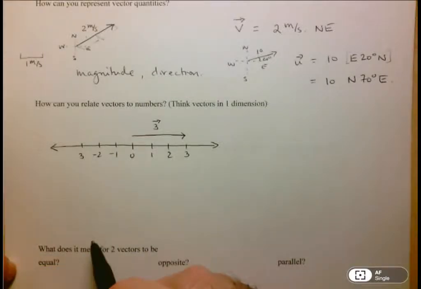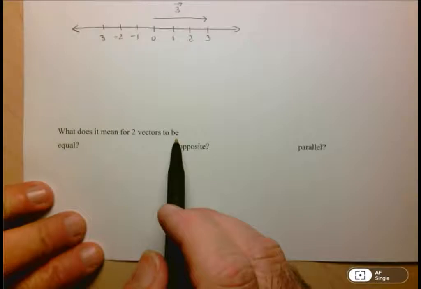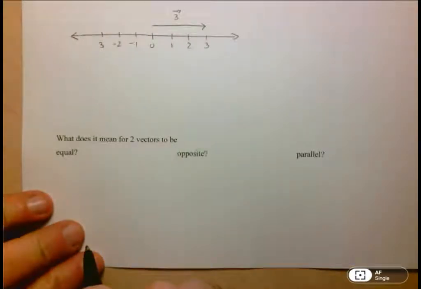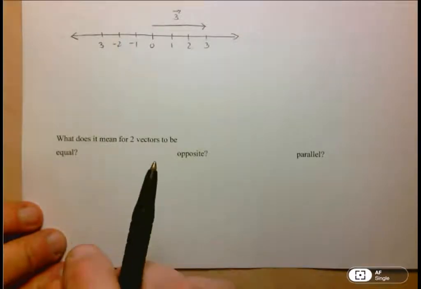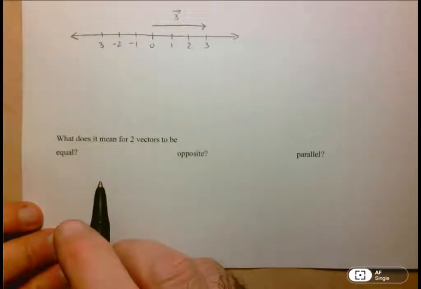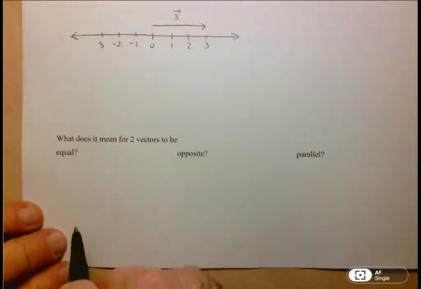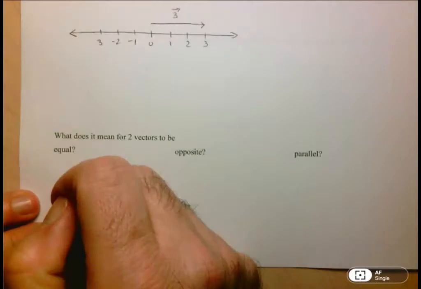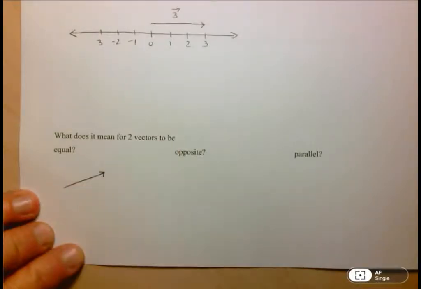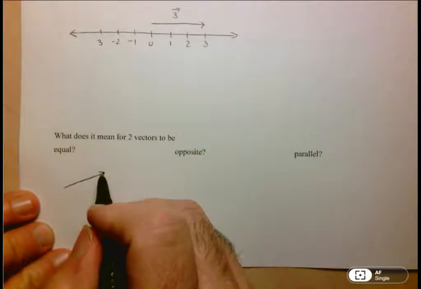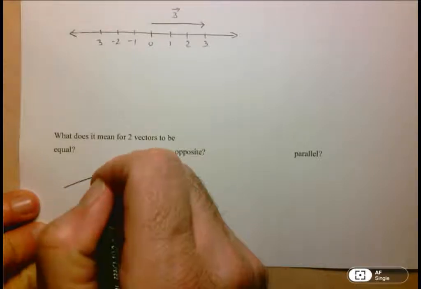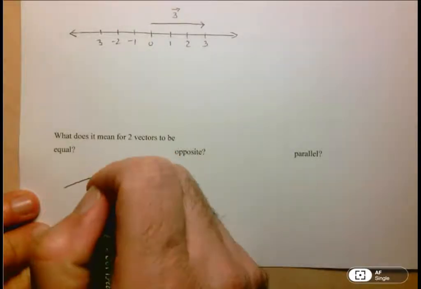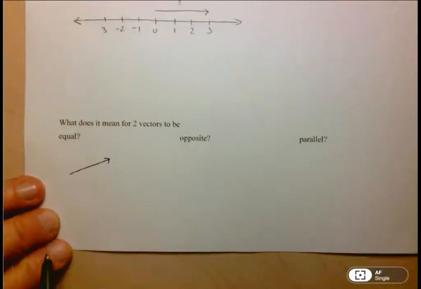Okay. Now, here, let's look at some properties. What does it mean for 2 vectors to be equal? Okay, well, what did we say a vector was? A vector was a quantity that had a magnitude, so numerical component, and a direction. That's it. So, if you have one vector here that has this particular magnitude in that particular direction, well, if I were to draw a vector right on top of it, that would also have the exact same magnitude and would be pointing in the same direction.